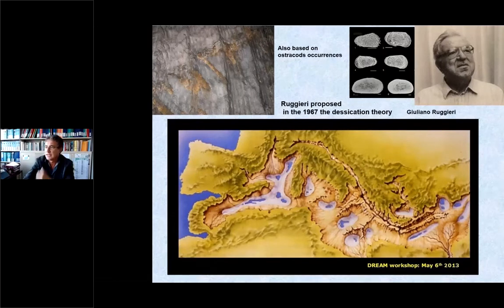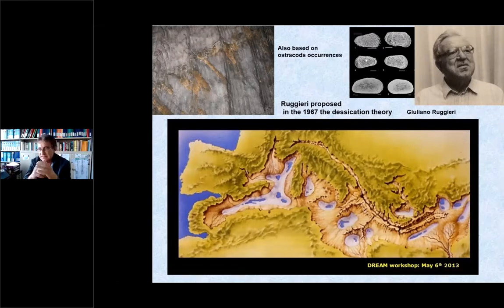Yes. Okay. Coming from the eastern part of Europe, these ostracodes were typical of hypohaline conditions, and they were found below the Trubi Formation. The Trubi Formation, we'll see in the next slides, represents normal marine conditions. So for this reason, Ruggieri proposed the theory of desiccation, a catastrophic model.